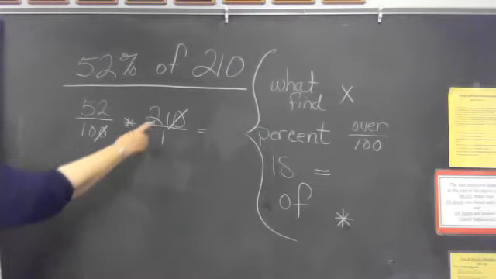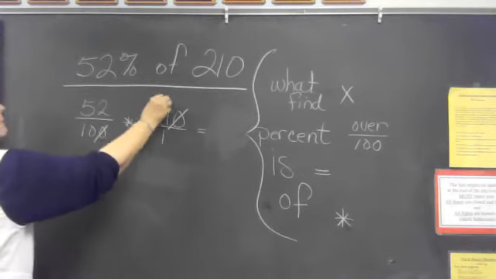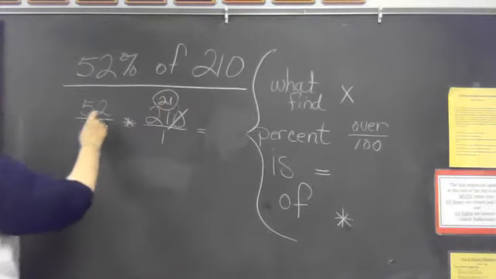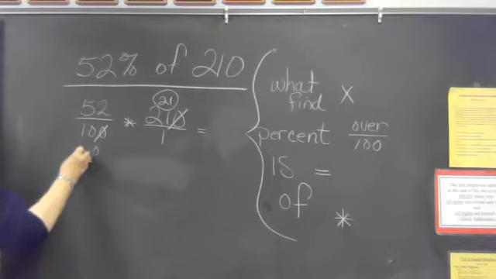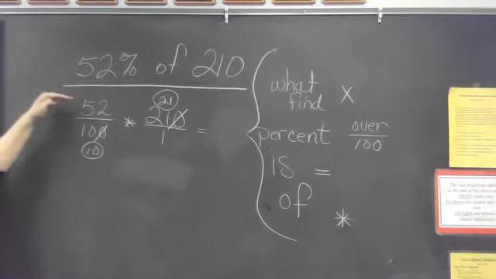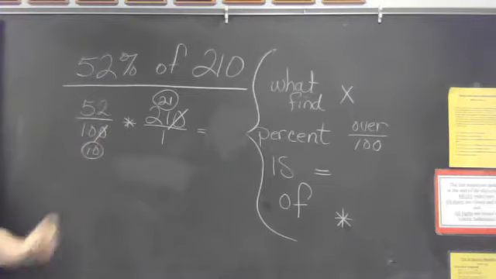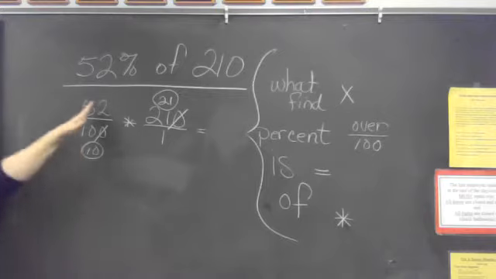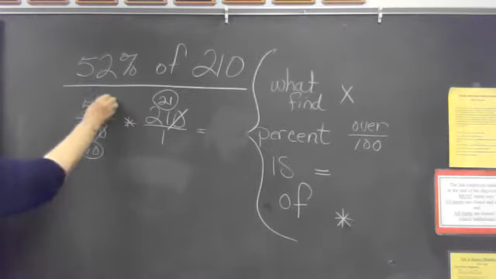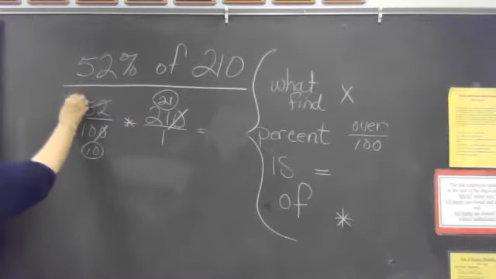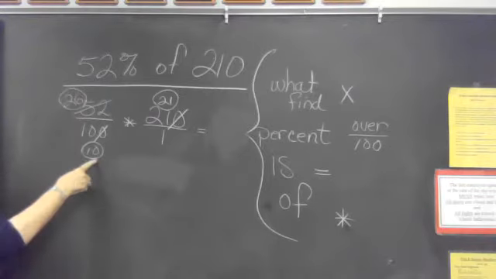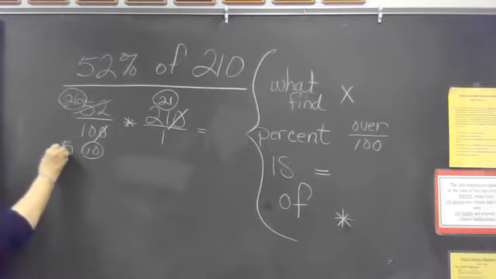So now on top I have 21. I have 52 and I have 10. Do y'all see? And if we look at the numerator and this denominator, we can see that they're even numbers. Even numbers always divide by 2, always. So we can look at this one and divide by 2, and we will get 26. And we divide this by 2 and get 5.